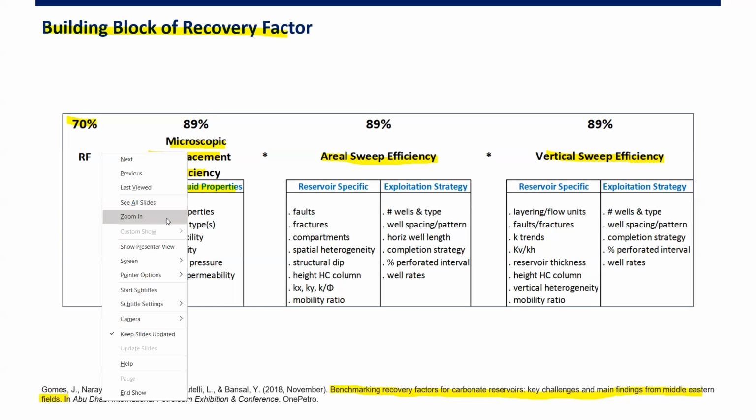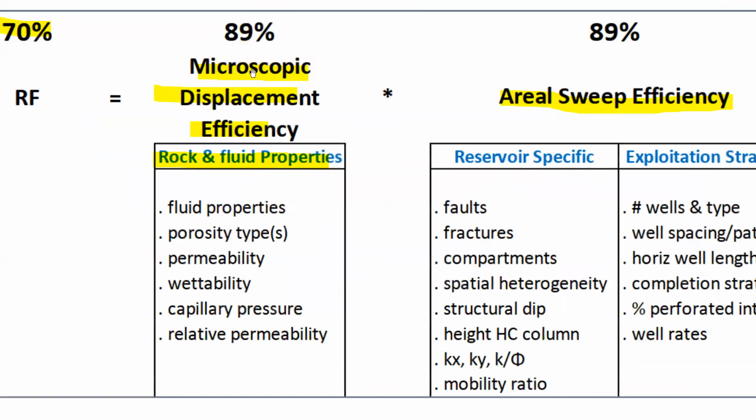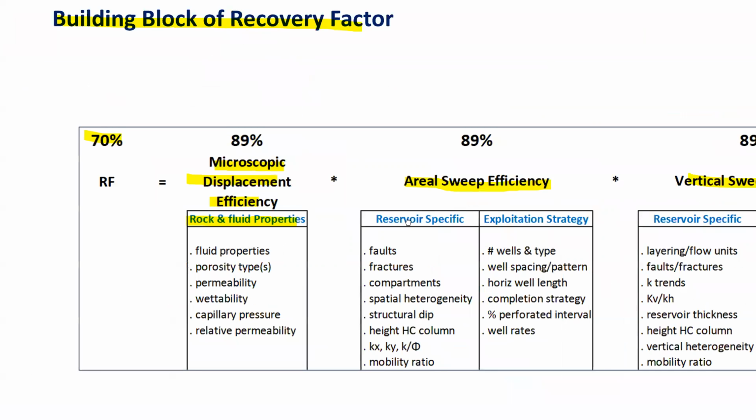If I zoom in, microscopic displacement efficiency is governed by the fluid properties, the porosity types, permeability, wettability, capillary pressure, and relative permeability. So it's the microscopic nature of our reservoir, which comes from the fluid and the rock. So that's it, and then let's continue.